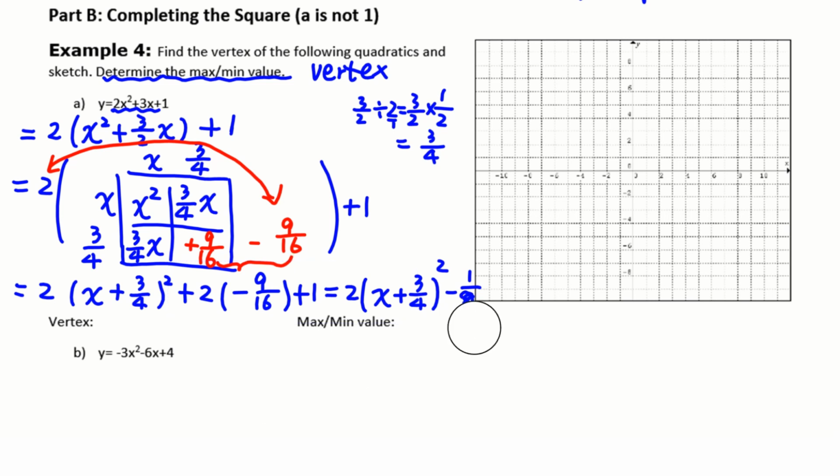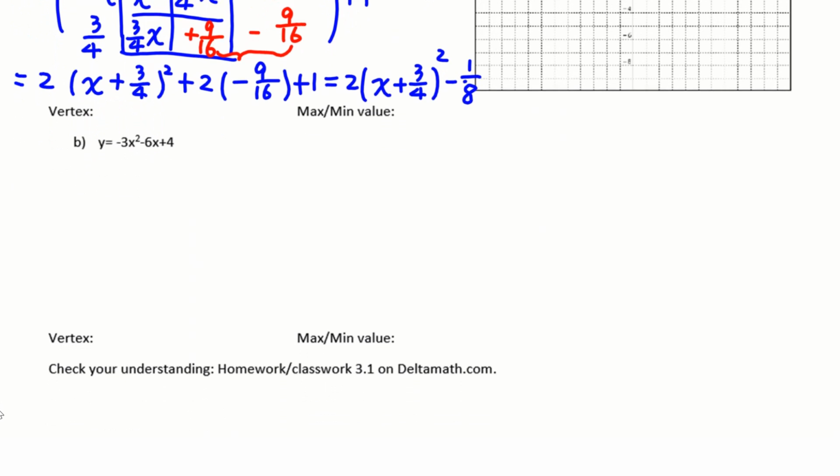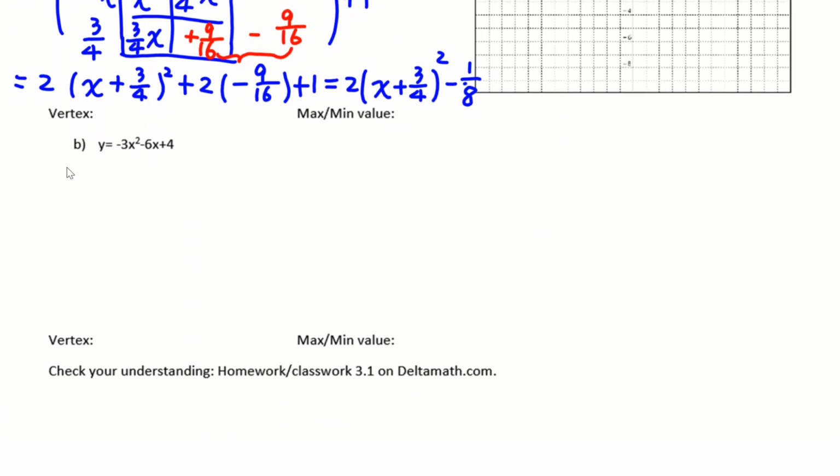So this is for this question, and it asks you to sketch it. We are going to graph it. Negative 3 over 4. So we are going to change our mind. We are going to graph the next one, graph B instead of A, okay? Because fractions are hard to graph. So we are going to do the second one.